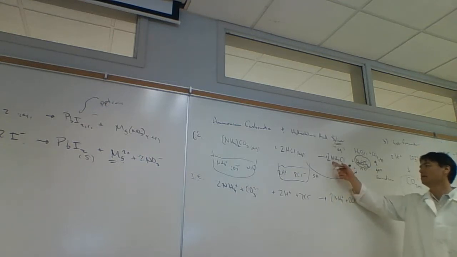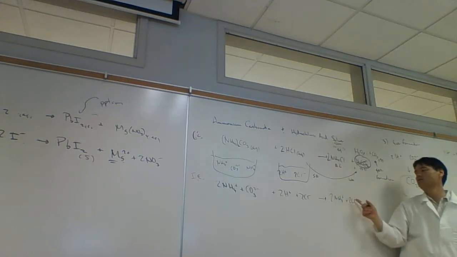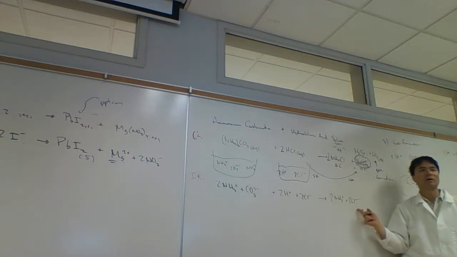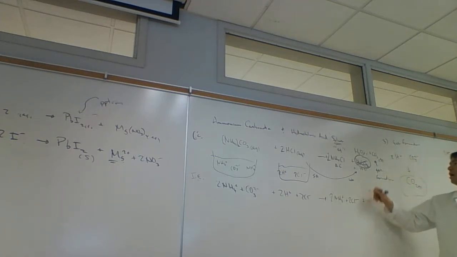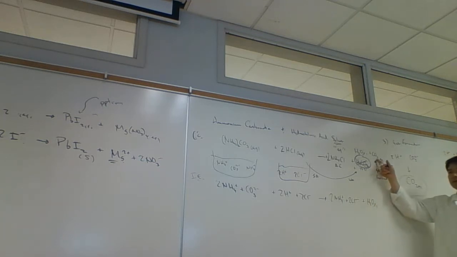You got to be careful because a lot of people make a mistake. They get 2 ammoniums and 1 chloride. You can't have 2 ammoniums and 1 chloride. It doesn't balance out. You're going to have 2 ammoniums and 2 chlorides. Then it's balanced out. Is water a strong acid? No. Strong base? No. Soluble salt? No. Therefore, leave it alone. Is CO2 a strong acid? No. Strong base? No. Soluble salt? No. Leave it alone.